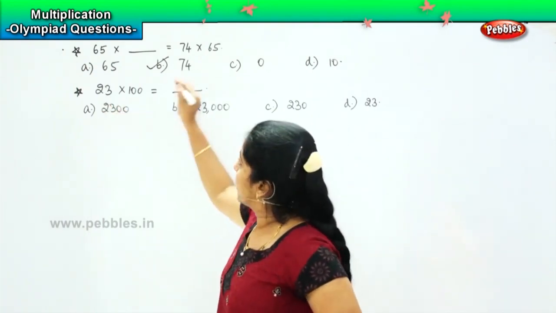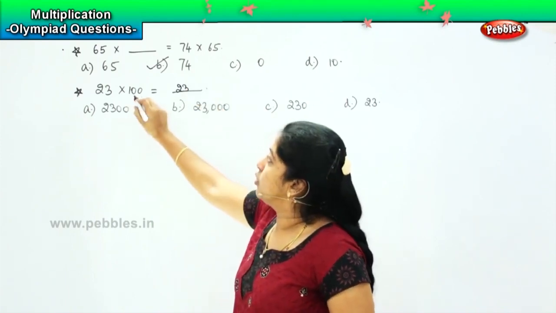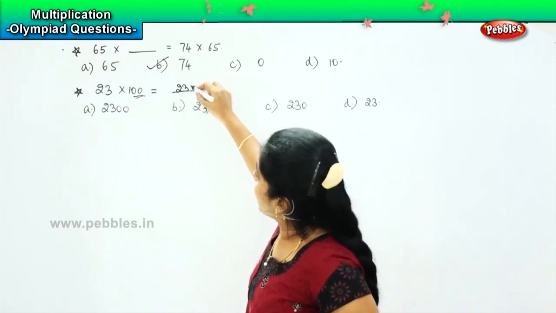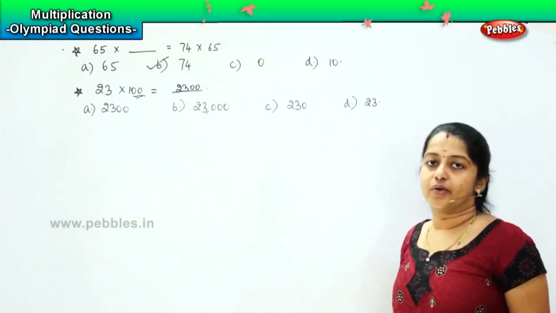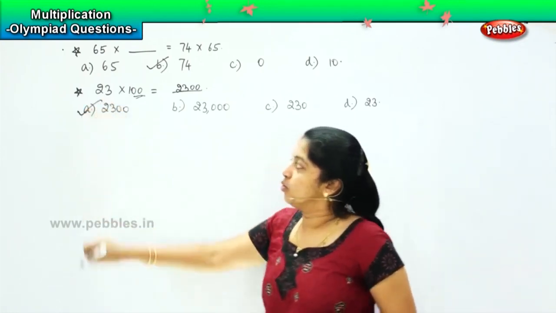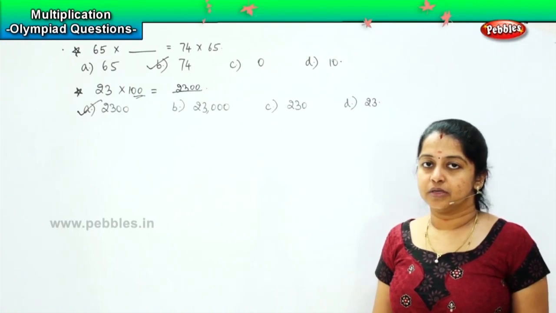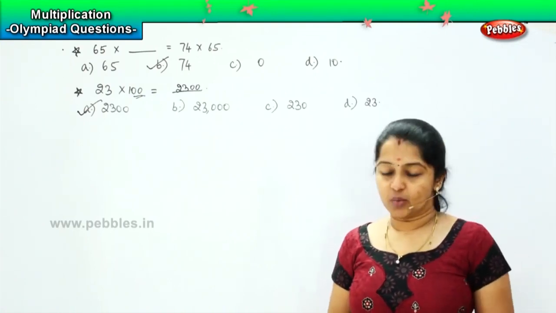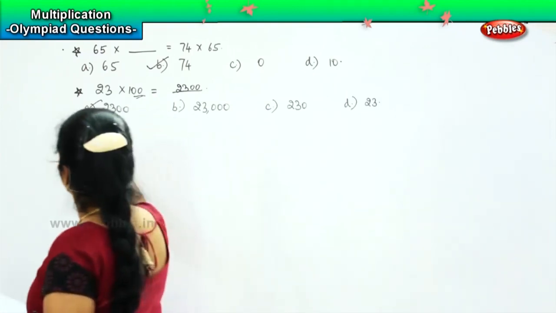So 23 into 1 is 23, and then the two zeros we are going to add behind. So the answer will be 2300. Where do you find it, children? Very good. So option A 2300 is the right option. Clear? Shall we move ahead? I think the questions are getting simpler, right? So we'll try with some tricky ones now.